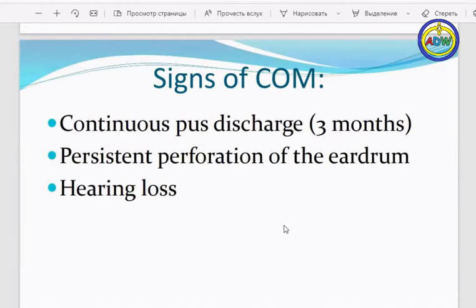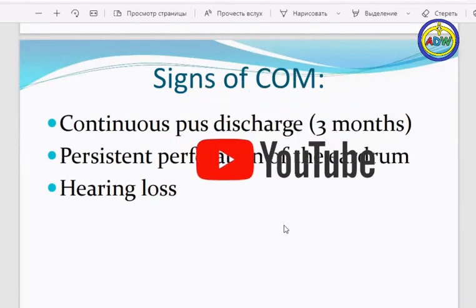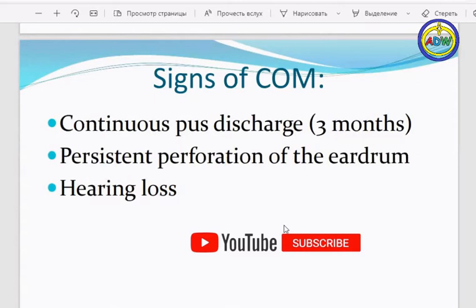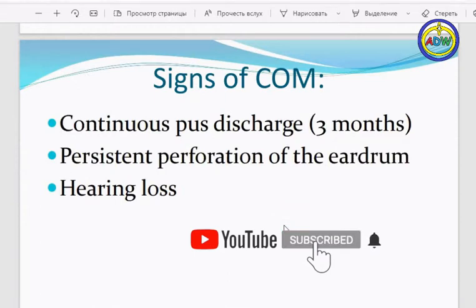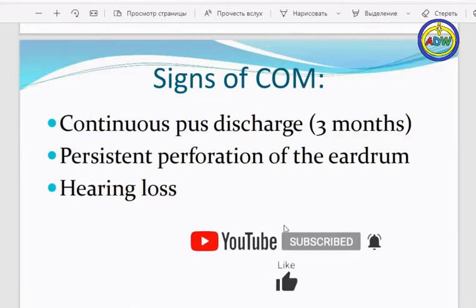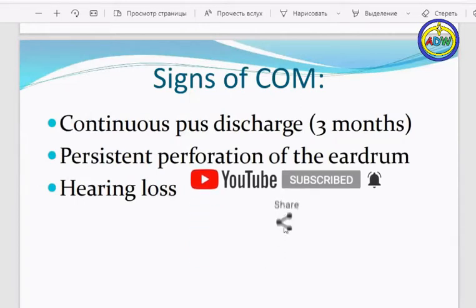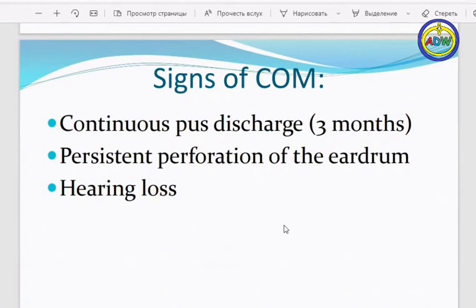When we ask which three main symptoms characterize chronic otitis media, mostly students are confused. You have to know: first, pus discharge for more than 3 months, it means continuous pus discharge from the ear. Second, persistent perforation of the eardrum, and third, hearing loss. These are the 3 main signs of chronic otitis media.